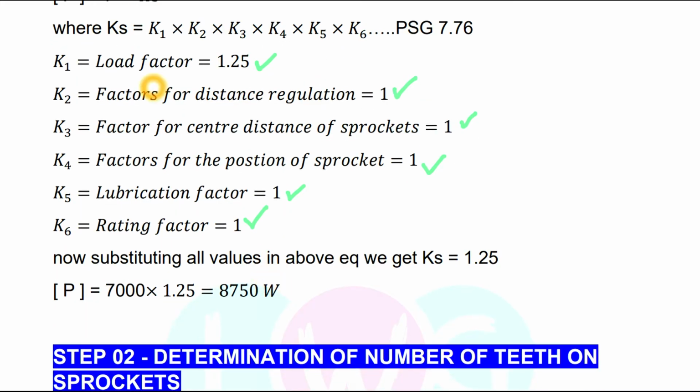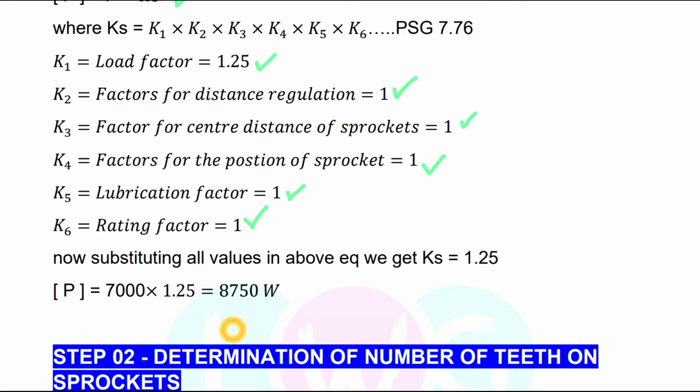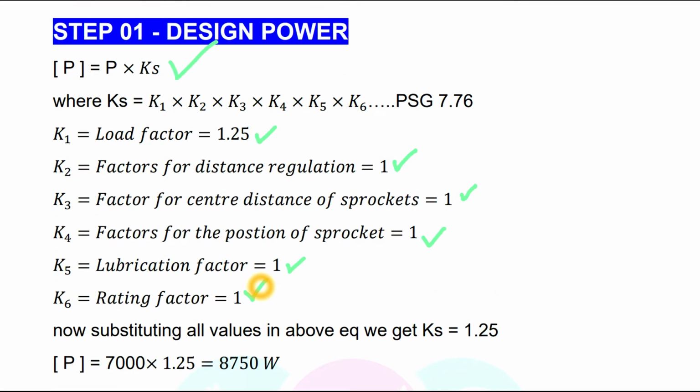So now we have all the values from K1 to K6. Substitute all the values in this equation. You will get the design power, which is 8750 watt. Okay, so you get the design power. So here in step number 1 we found out the design power.